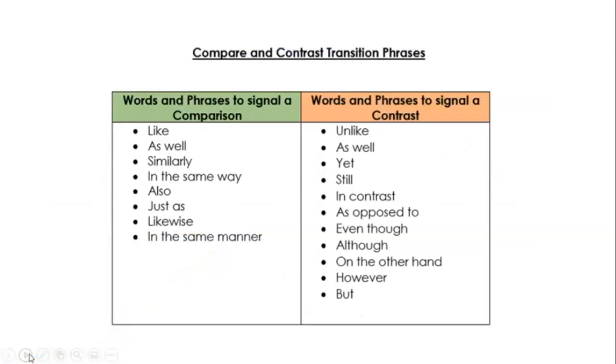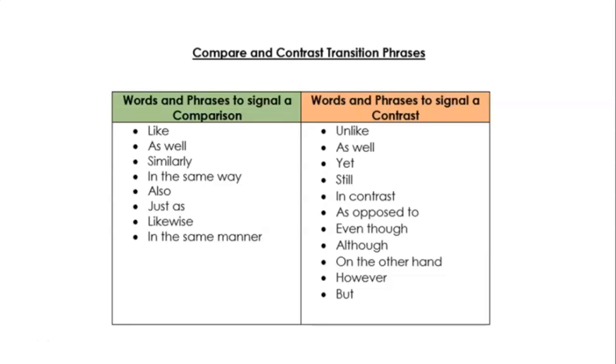Here are some examples. So on the left, we have words and phrases to signal a comparison. So like, as well, similarly, in the same way, also, just as, likewise, and in the same manner. Okay? So just as the Nez Perce value the land for whatever reason, the U.S. settlers also value the land for blah, blah, blah, blah, blah. Okay? And they would be similar.